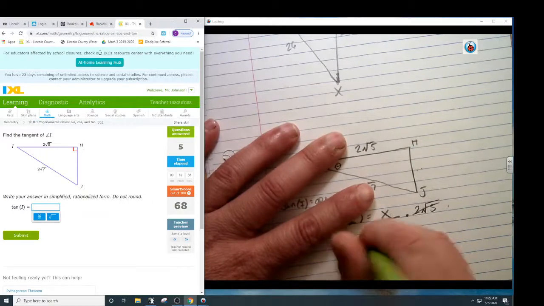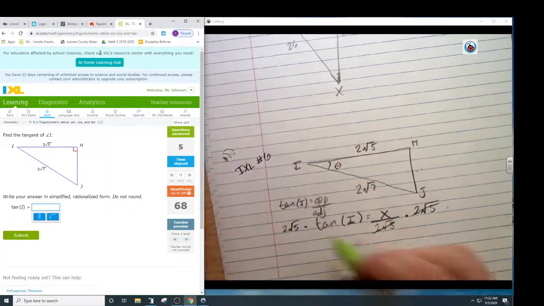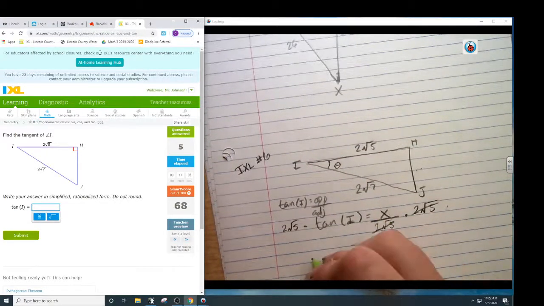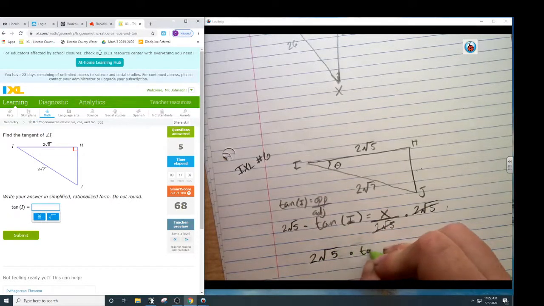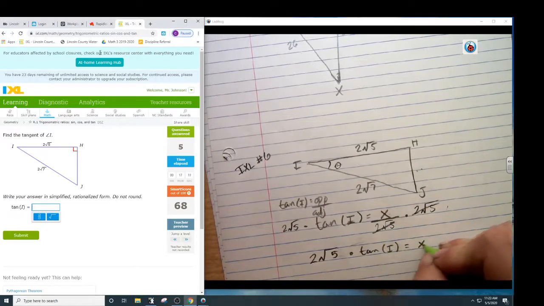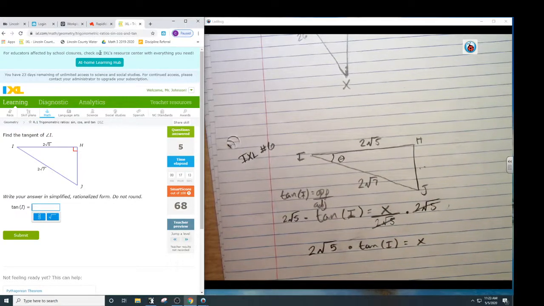Okay, now, wait a minute. I'm getting ahead of myself. Now, on this side, okay, so that's right. So 2 square root of 5 times tan of I equals x. Okay, now, to get, okay, so, let's see here.